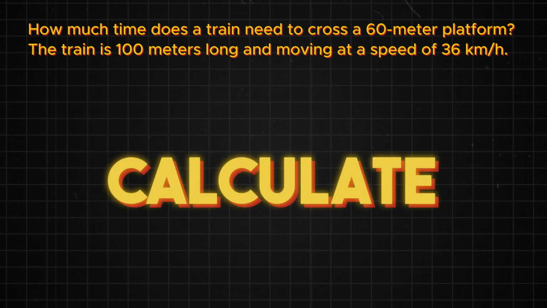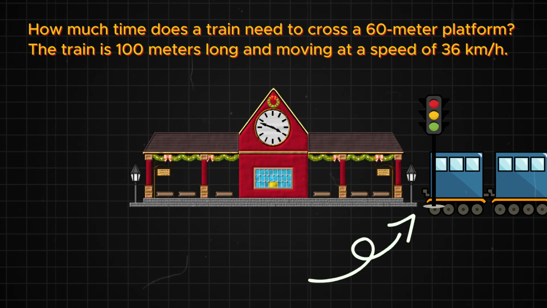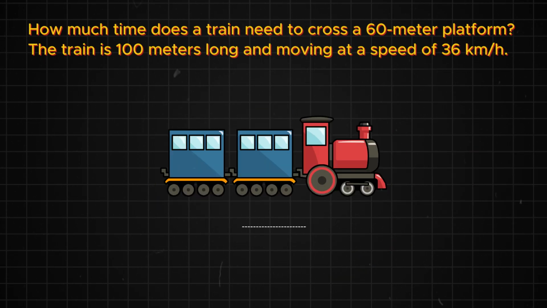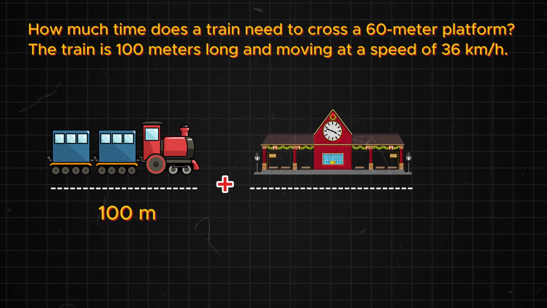Step 2. Calculate distance. When a train crosses a platform, the front of the train reaches the start of the platform first, and it completes the crossing only when the back of the train passes the end of the platform. Therefore, add the length of the train, 100 meters, and the length of the platform, 60 meters. The total distance to be covered is 160 meters.